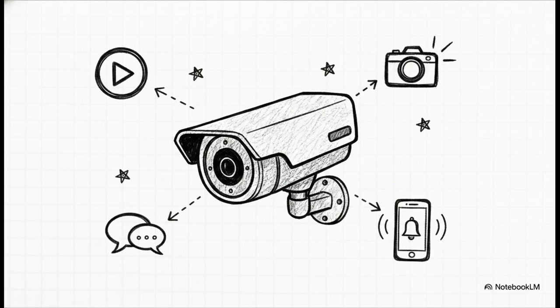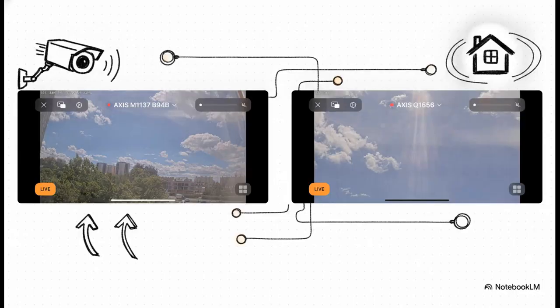The app actually transcodes the camera's native AAC audio straight to Opus for you. Plus, you get those smart motion alerts pushed directly to your phone, straight from the camera's internal analytics. And the end result? It's just stunning. You get incredibly clear native video streams from cameras like the Axis M1137 and Q1656, and they load directly in the Apple Home interface, usually in under a second.